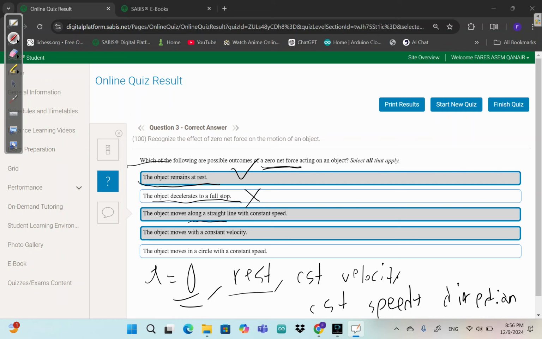The object moves along a straight line with constant speed. Straight line, constant direction, and constant speed, which is constant velocity. So this is correct. The object moves with constant velocity. This is correct. The object moves in a circle with constant speed. It has constant speed, but moving in a circle means that it's not constant direction. So this option is going to be wrong since it's not constant velocity.